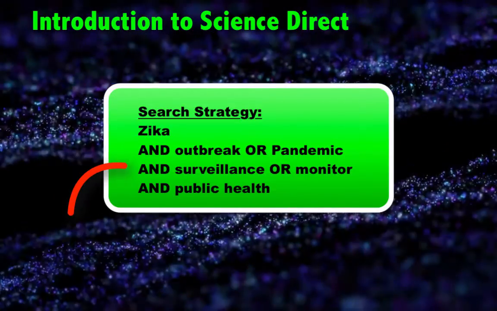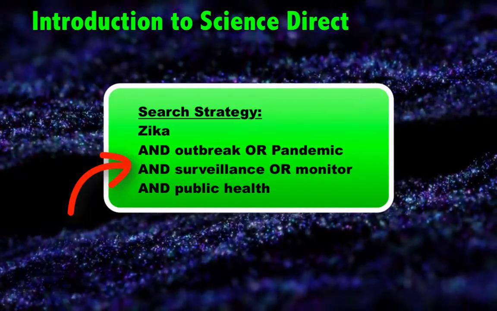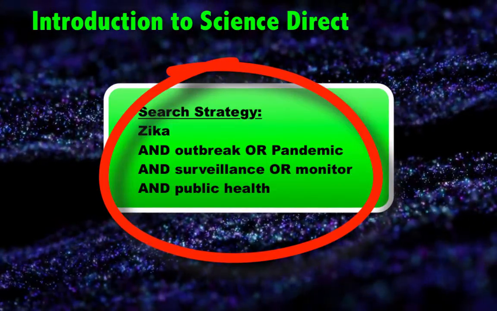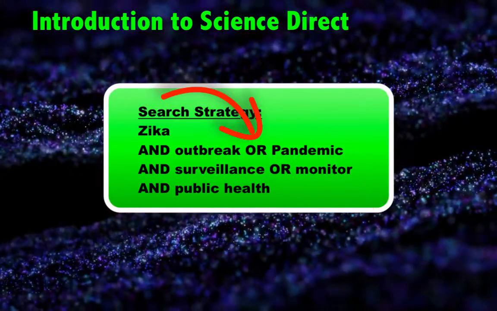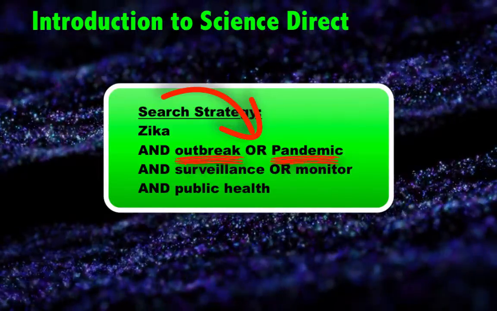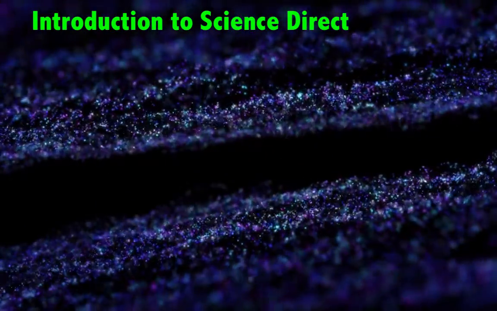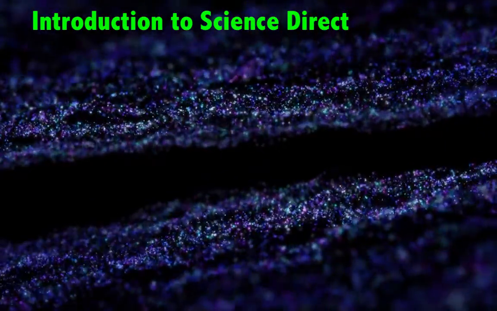Using the Boolean operator and, we are able to narrow our search to only bring up results that include all concepts, and adding the Boolean operator or allows us to broaden our search to include either term to our results. Now that we have a search strategy planned out, let's head over to ScienceDirect.